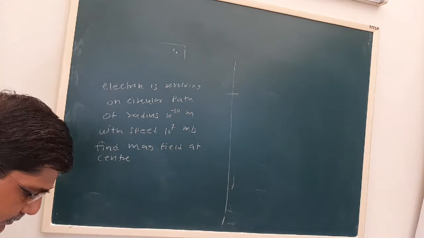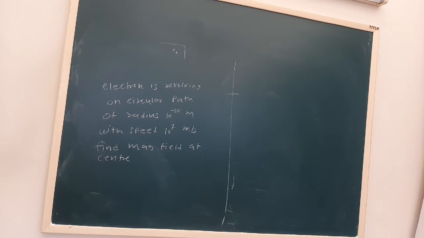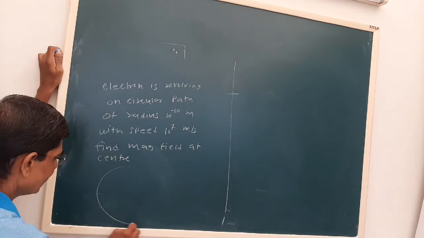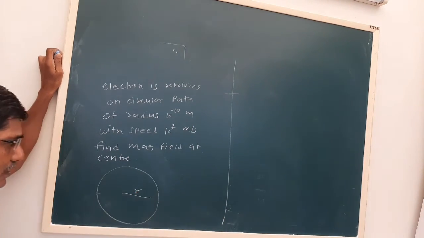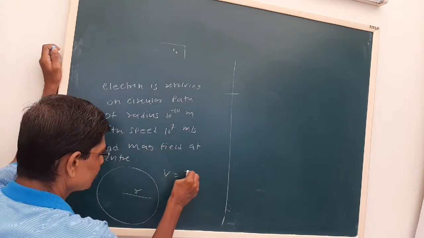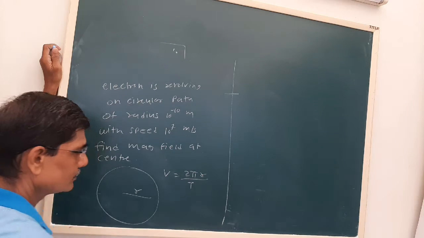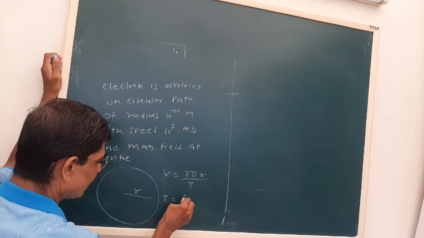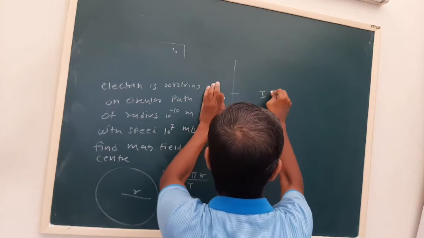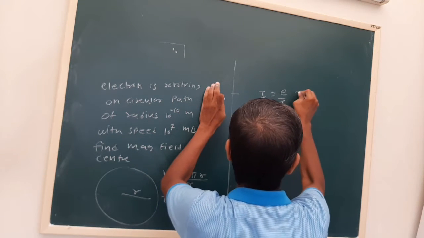Now we have to first find out the current. See, the electron revolves in the circular path. Now v is equal to 2 pi r upon T, so T is equal to 2 pi r upon v. Now the current I is e upon T.